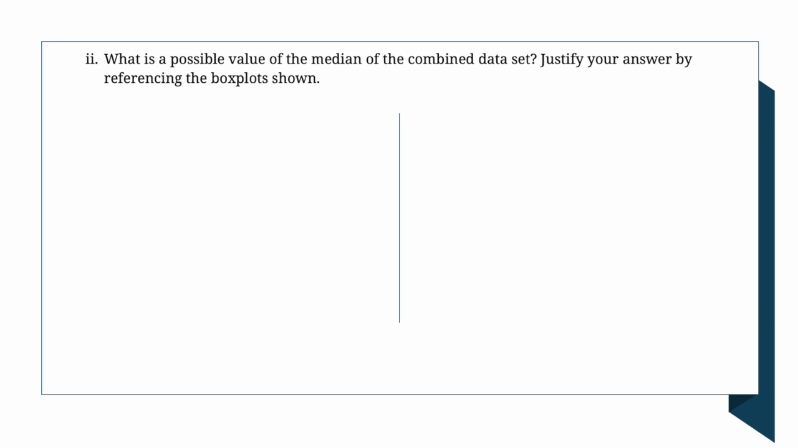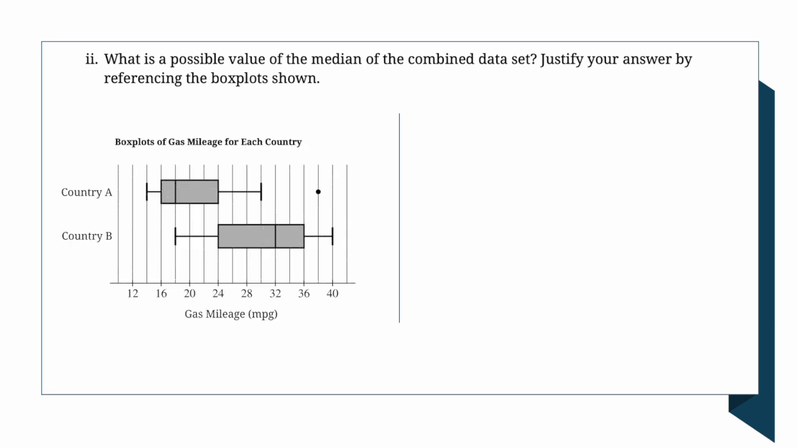One thing that you need to know about the median is that it is a point that splits the distribution into two halves. That means 50% of the data values would be to the left of the median and 50% of the data values would be to the right of the median. So let's look at the distribution once again. Now we have country A with 100 cars, and country B has 100 cars. If you combine the two distributions, you will have 200 cars in total.